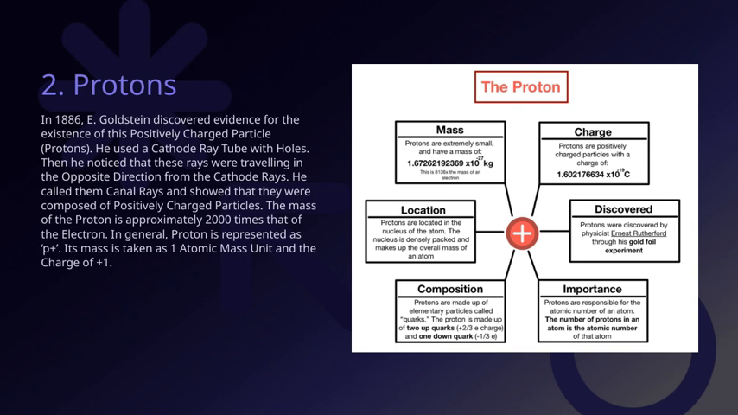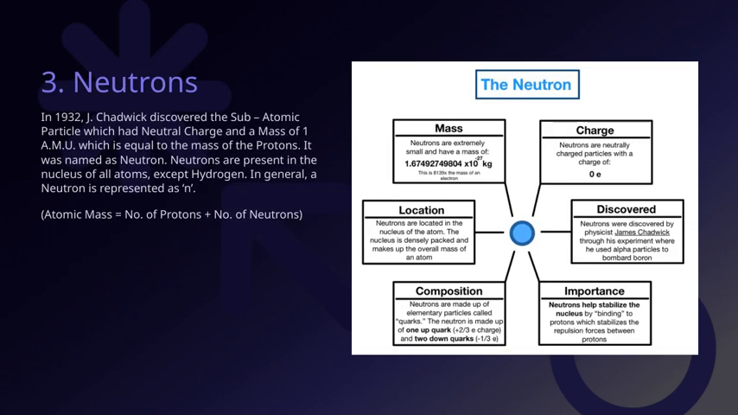Now, in terms of mass, protons are significantly heavier than electrons, about 2,000 times heavier, in fact. When we write about protons, we often denote them as P+. Their mass is standardized as 1 atomic mass unit, and they carry a charge of +1. Understanding protons is crucial because they form the core of atomic structure, helping us explain the overall behavior of atoms and how they interact. This discovery was a key step in advancing our knowledge of atomic particles and the building blocks of matter. Let's talk about neutrons.